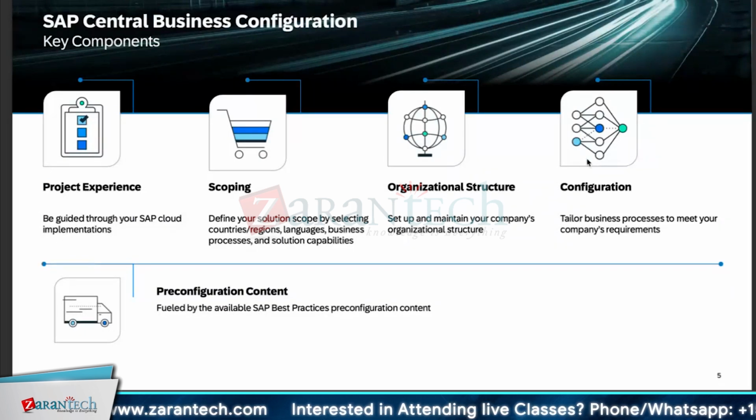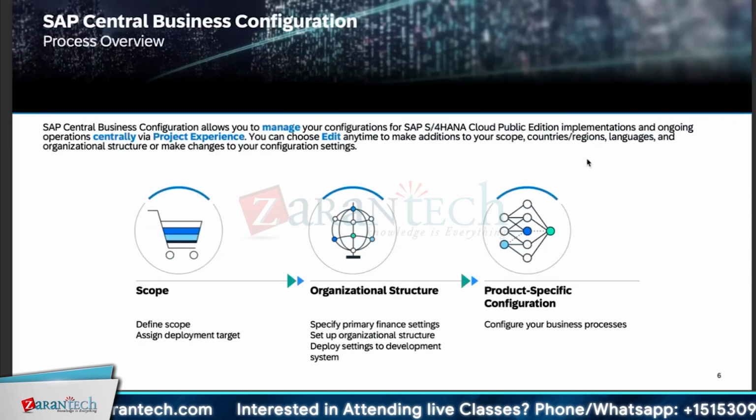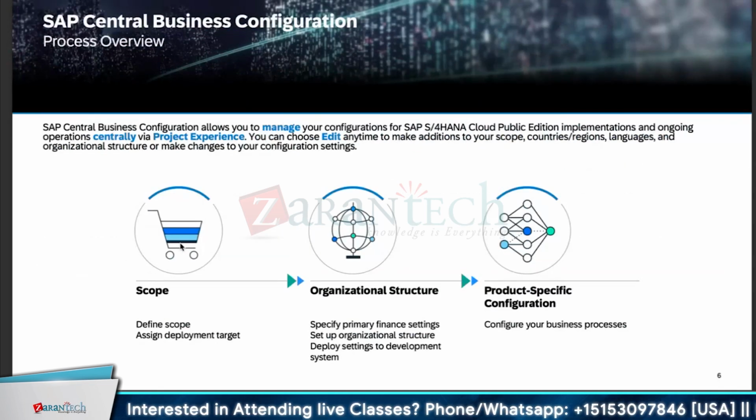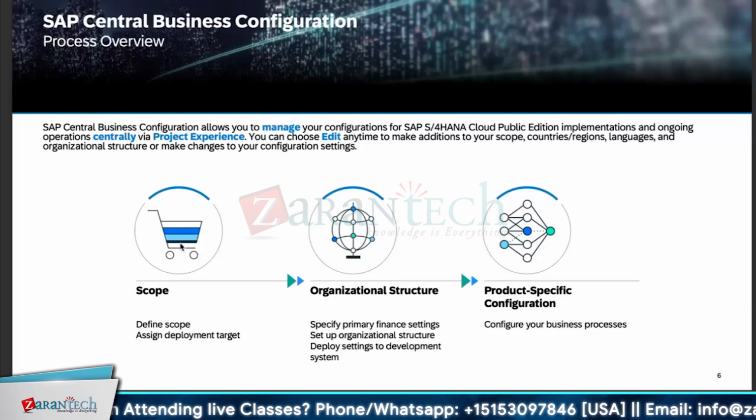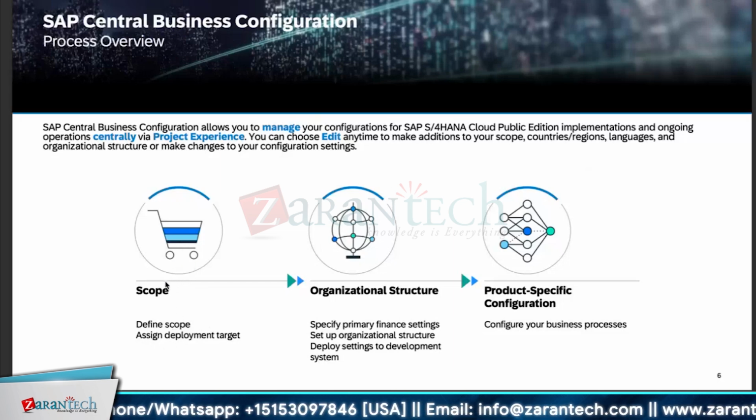I will just show you in the next few minutes once we are done with the PPT. For process overview level, you need to define first of all the scope. Scope means nothing but what you want to do. You have to inform the system of the scope. You will be assigning some deployment targets on this as mentioned here. Once the scope is defined, you will define your org structure, which means your primary finance settings.